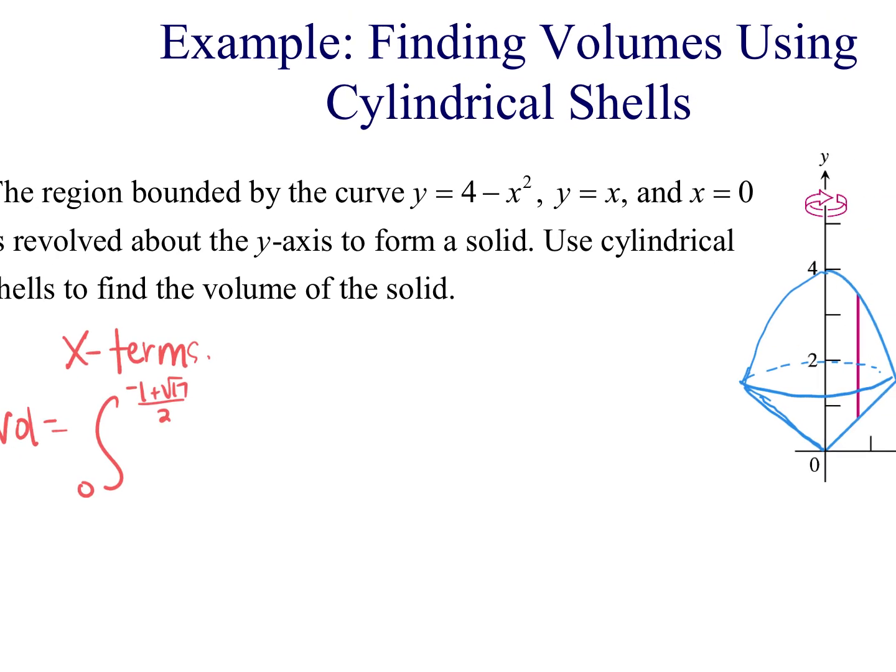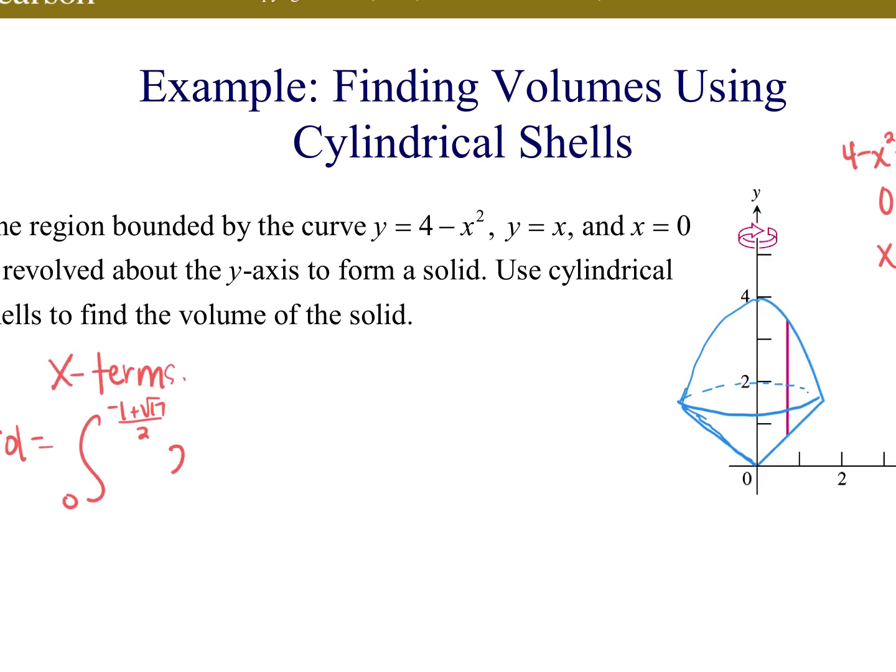All right, then I'm going to do shells. 2 pi, absolute value, x minus beta, which is 0 again in this case, because I'm just spinning around the y-axis. And then the upper curve, which is 4 minus x squared, minus the lower function.